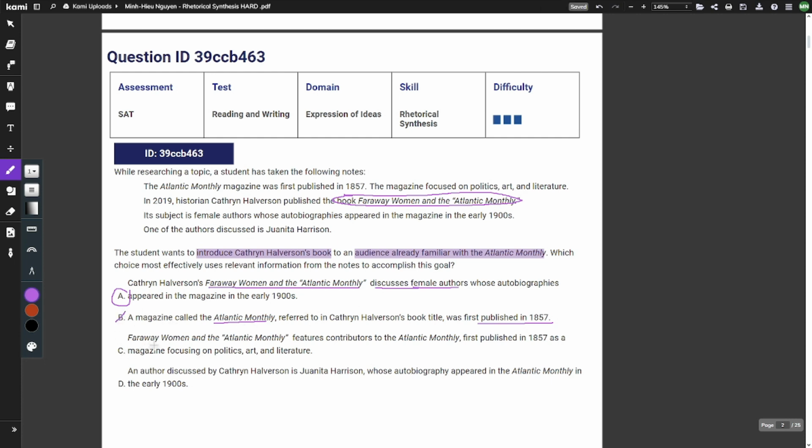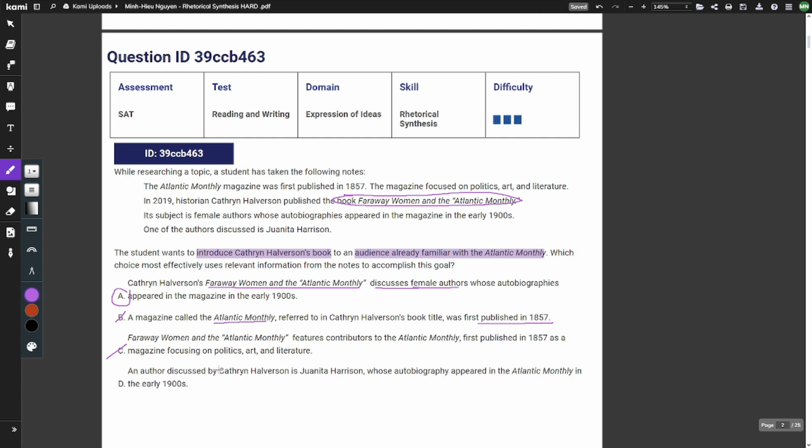Let's look at C. Faraway Woman and the Atlantic Monthly features contributors to the Atlantic Monthly, so it does introduce her book. That's good. First published in 1857 as a magazine focusing on politics, art, and literature. Now, it just described what the Atlantic Monthly is. It said that was published in 1857, and it said it was a magazine focusing on politics, art, and literature. So that's bad, because the audience should already know this. So C is going to be wrong. D.